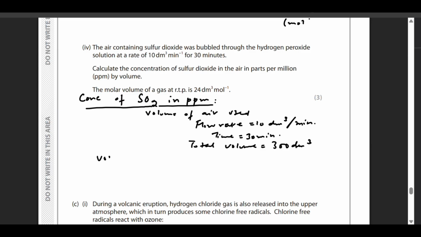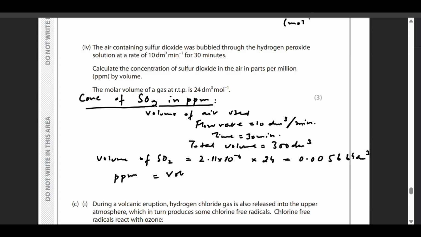Now you need to find out the volume of sulfur dioxide. So for that, you will convert the moles of sulfur dioxide into volume by multiplying this with the molar volume, 24 decimeter cube. So you will get the volume of sulfuric acid 0.005 decimeter cube. This is the volume of sulfuric acid.